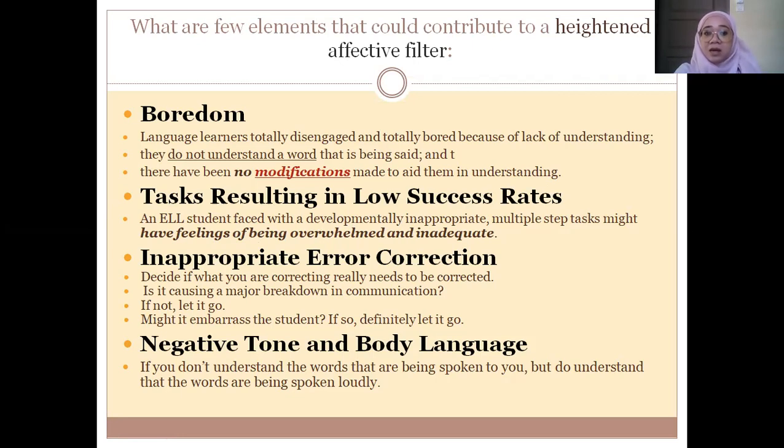The third one, inappropriate error correction. When we would like to make any error correction, we have to decide if what we are correcting really needs to be corrected. Does it cause a major breakdown in communication? If not, we have to let it go. Might it embarrass the student? If it might embarrass the student, then we also definitely must let it go. The negative tone and body language. If the learners do not understand the words that are being spoken to them, they do not understand the words even when they are spoken loudly.